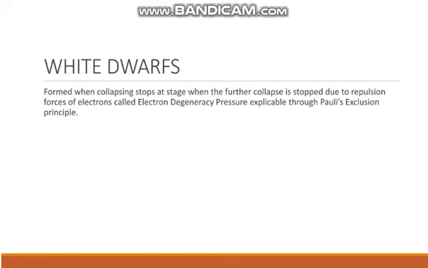White dwarfs. Formed when collapse stops at a stage where further collapse is prevented by the repulsion of electrons, called electron degeneracy pressure, explicable through Pauli's exclusion principle.